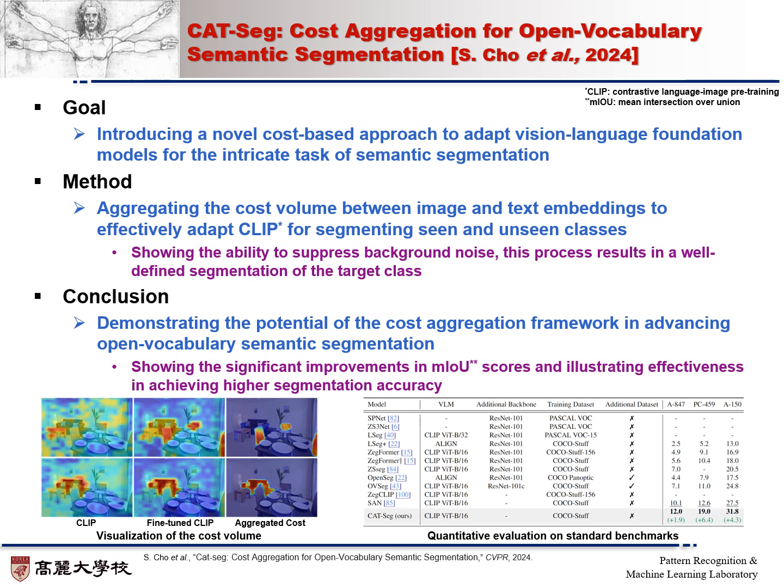Conclusion: the framework proposed in this paper applied the cost aggregation method of spatial cost and class cost to CLIP to improve the performance of the open vocabulary semantic segmentation task. In addition, as shown in the bottom right table, the mIoU scores were significantly improved for various datasets, demonstrating the effectiveness of the cost aggregation method in achieving higher segmentation accuracy.